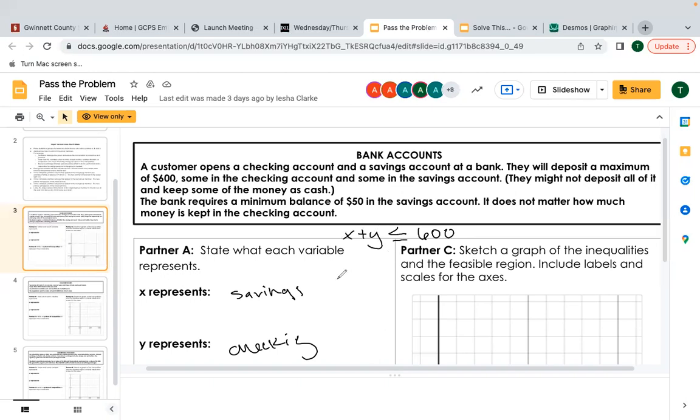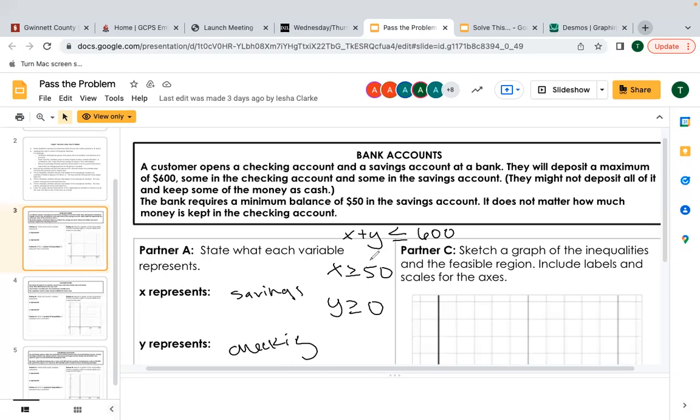Okay. Now the bank requires a minimum balance of $50 in the savings account. That means you have to have at least $50 in the savings account, so X is greater than or equal to 50. But it doesn't matter how much money is kept in the checking account, so we could have $0. So Y is greater than or equal to 0. Those are the three inequalities that we're going to use.